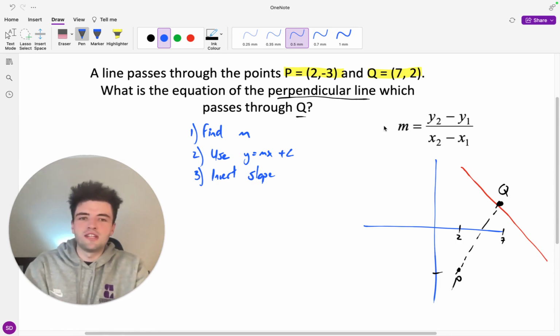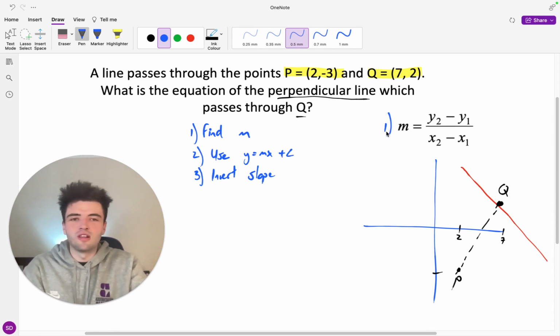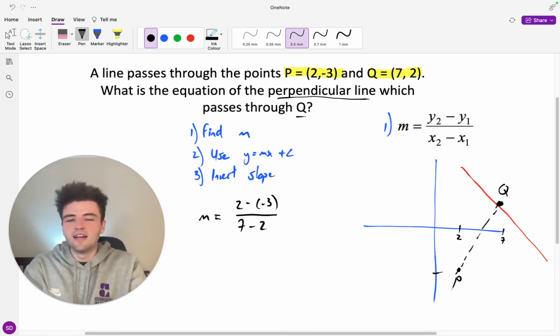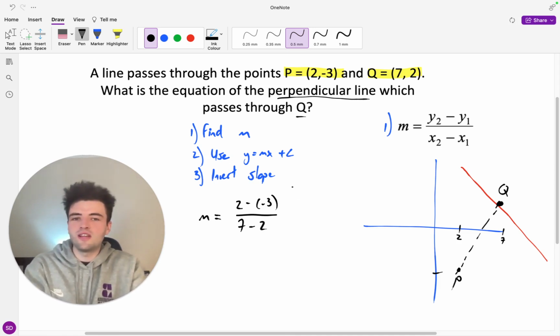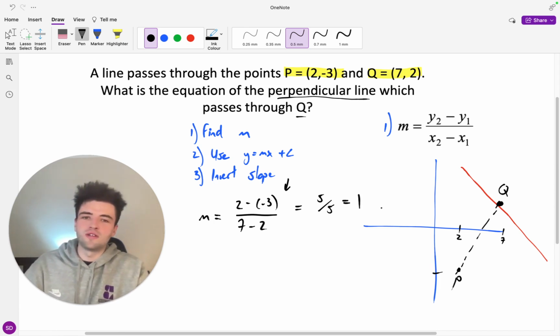First starting off with finding m, which we've got our formula for over here on the right. And that's straight from your log tables on the coordinate geometry page to find the slope of a line given 2 points. And so just plugging in our points into the formula, we can see that our slope is going to be 2 minus minus 3. So just be careful with your sign here as well. It's one area you could accidentally slip up in this question. And then on the bottom, we're going to have 7 minus 2. And so we can just tidy this up now. And it's going to be 5 over 5, which is just going to simplify to 1. So our slope here is going to be 1.